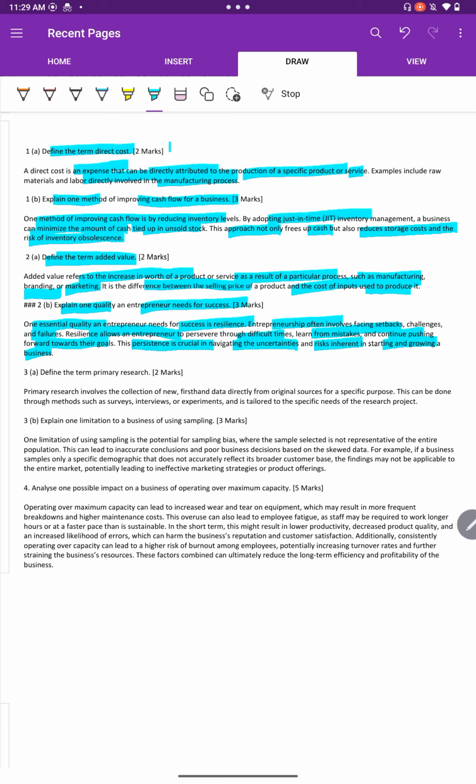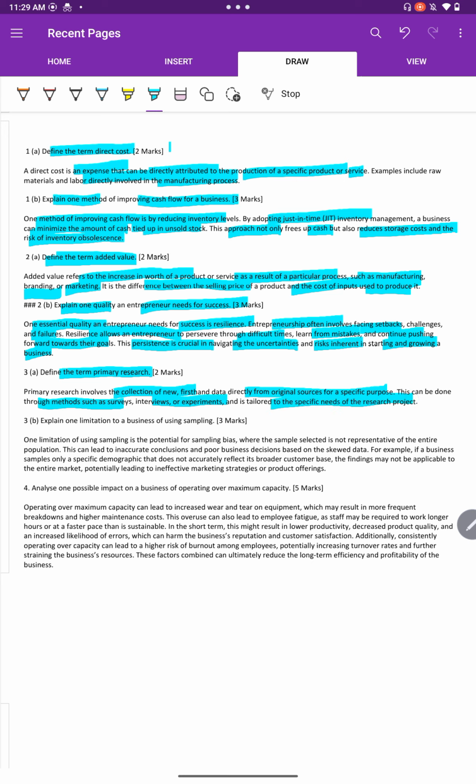The next one is define the term primary research. So primary research involves the collection of new first-hand data directly from an original source for a specific purpose, and this can be done through methods such as surveys, interviews, or experiments, and is tailored to the specific needs of the research project.